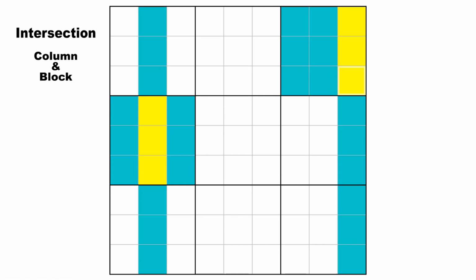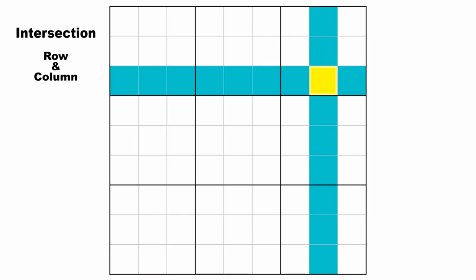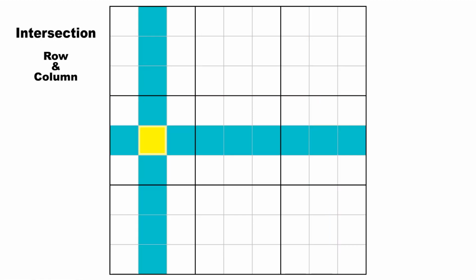And here we have the intersection of a column in a block. On the left we have the intersection of column 2 and block 4, and on the right we have the intersection of column 9 and block 3. Now when a row and a column intersect, they only intersect in one cell. That yellow cell is the intersection of row 3 and column 8, and here the yellow cell is the intersection of row 5 with column 2.